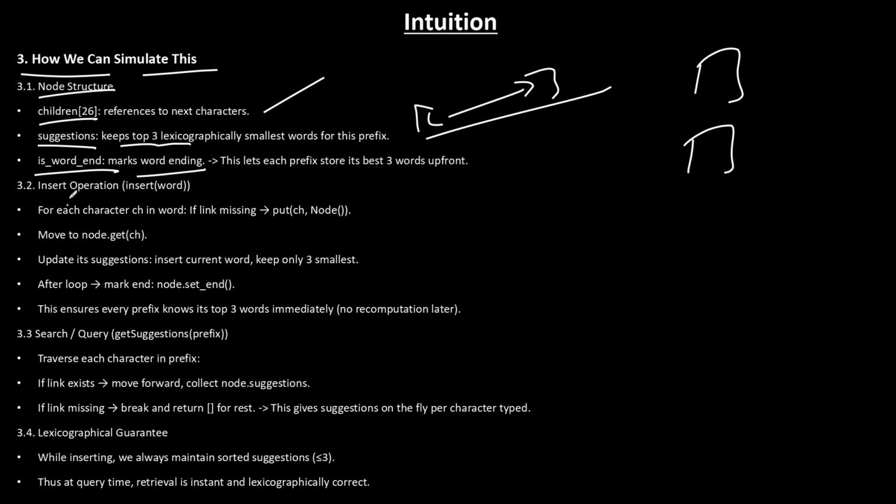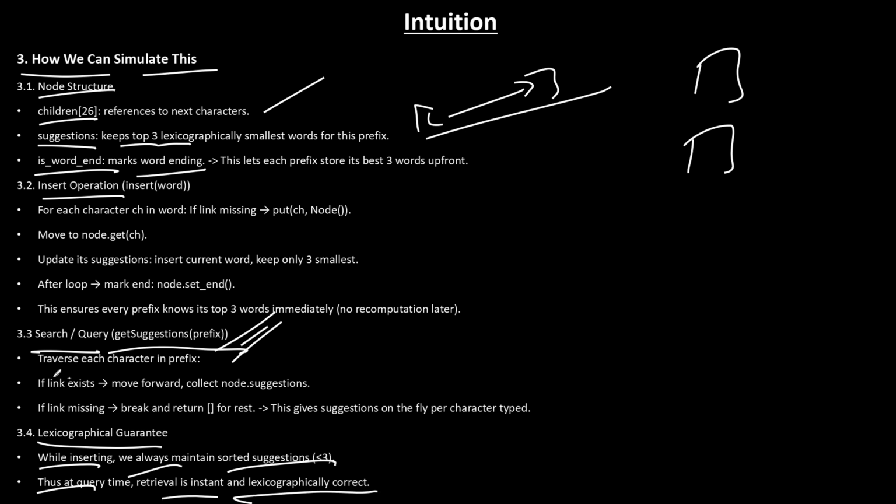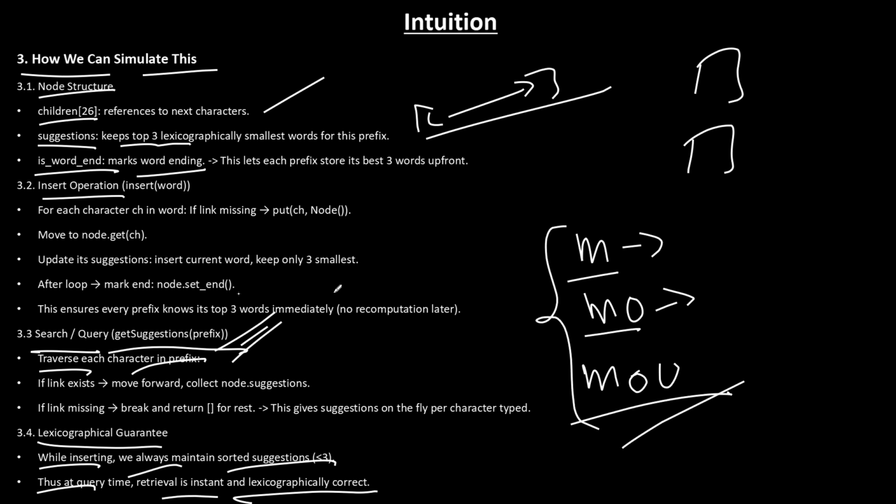So there will be operations, commonly insert operation and search operation, which will be get suggestions for a prefix, okay, and lexicographically guaranteed. This means while inserting, we always maintain sorted suggestions. Thus at query time, retrieval is instant and lexicographically correct. And search will traverse each character in the prefix. Basically it starts with M, starts with O. If you have watched my previous video, you can compare it with that. M starts with M, MO starts with MO, MOU starts with MOU. These are the prefixes. Got it?